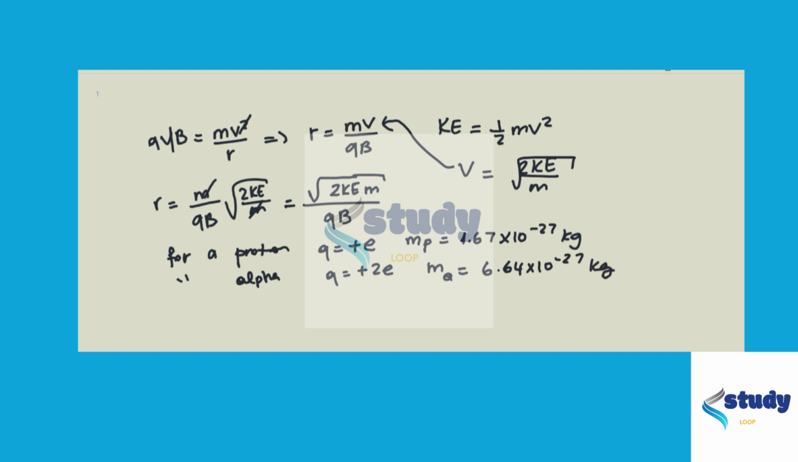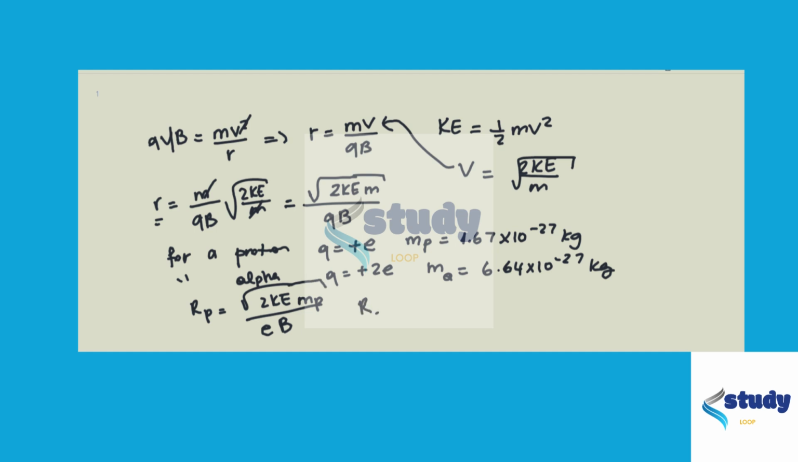Now, let's write the orbital radius equation for a proton. So r sub p would be equal to the square root of 2 times the kinetic energy, which is given as 300 kiloelectron volts, times the mass of the proton, divided by the charge of a proton. Let's put only e for the charge of a proton, and then we have times B, right? This goes all the way.